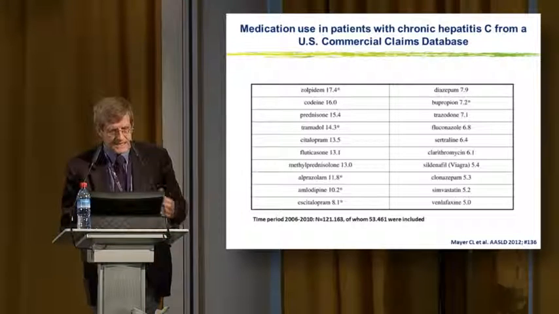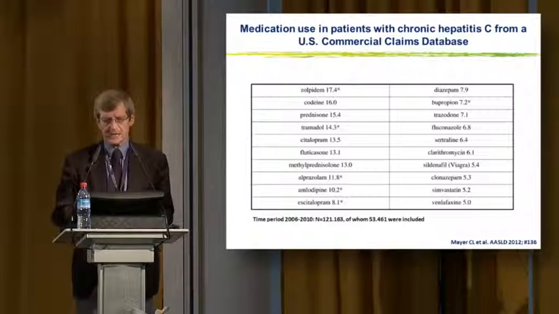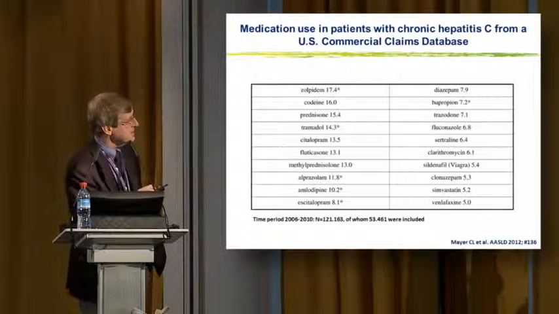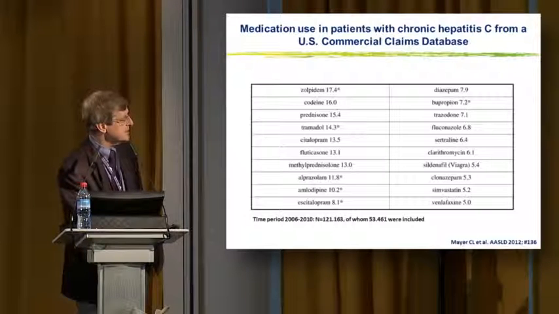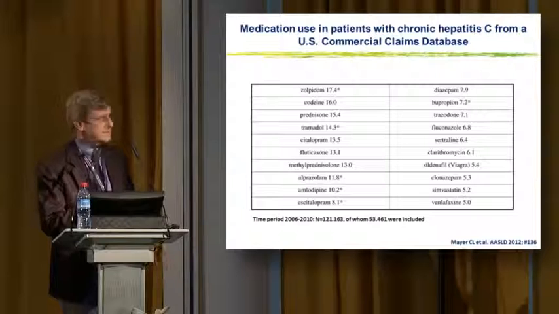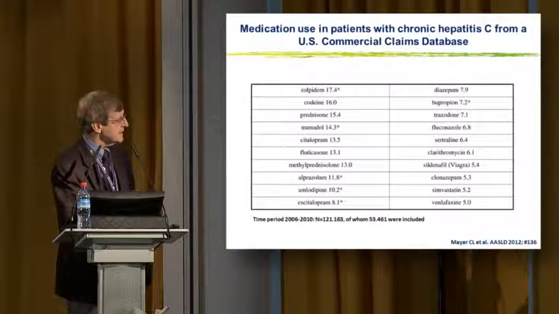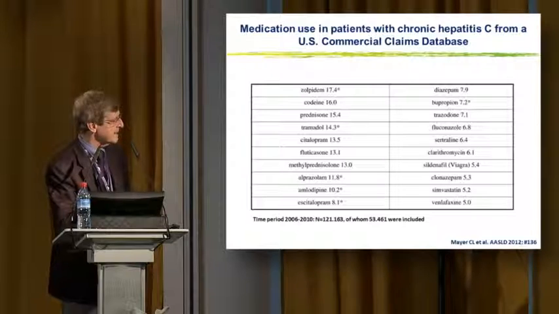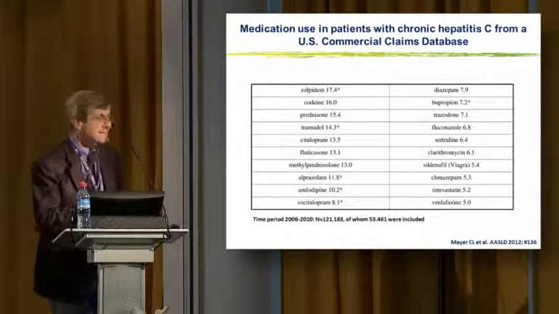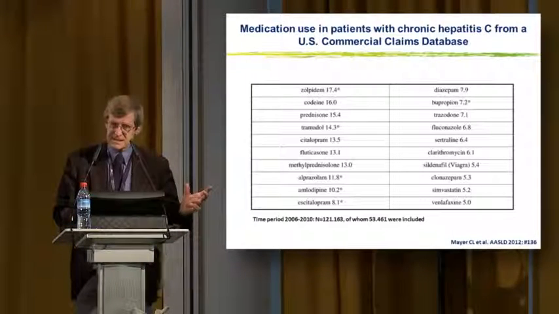Now my final slide, or a couple of slides, are to say we're beginning to get data of which drugs are being used in patients with chronic hepatitis C. This is a US database, so this is a US claims database. And these are the drugs being used in patients with the highest incidence of use. So there are analgesics, steroids, antidepressants, for example, cardiac drugs. So you can see some of the drugs that I've been talking about are in this list.